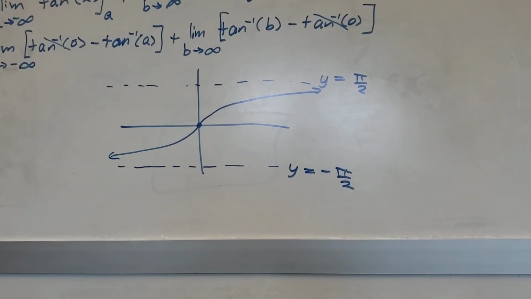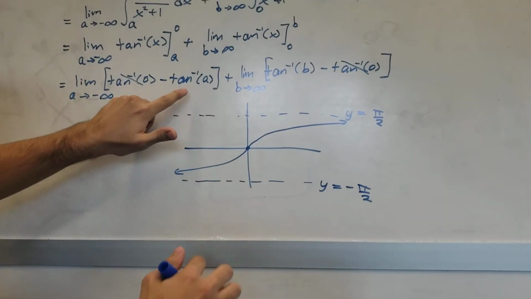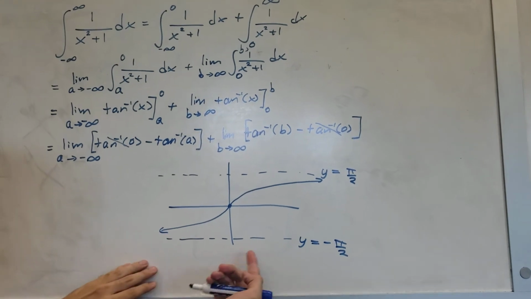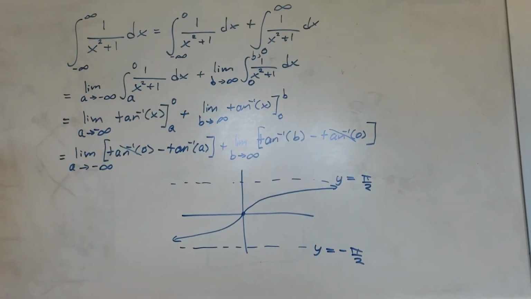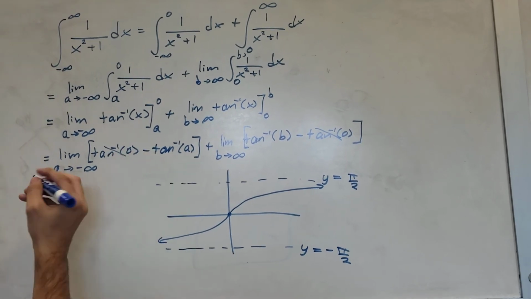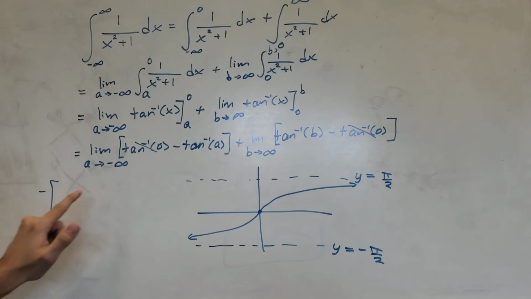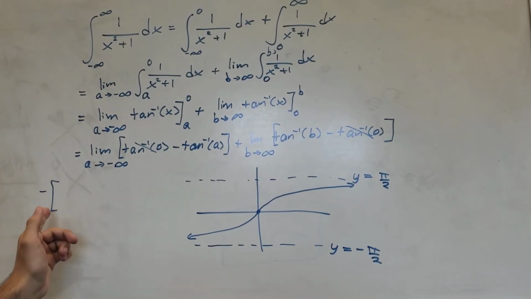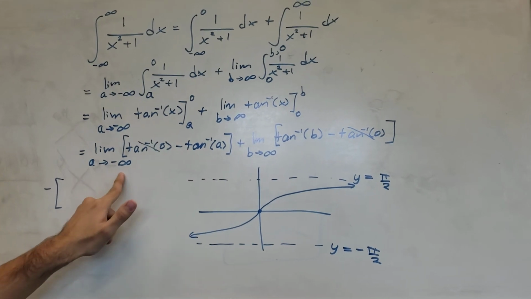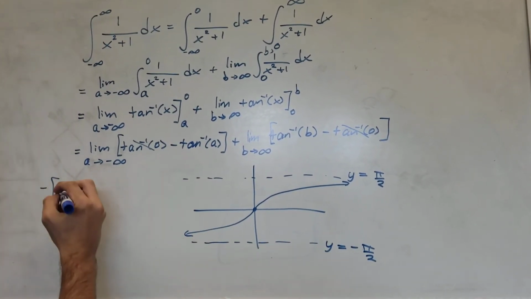So with that being said, we can figure out what this limit is when a goes to negative infinity. If you just look at this graph, when x is really, really negative, it gets really close to negative pi over 2. So that's the answer for this limit. And of course, we already have a negative sign there, so be careful with that. So it's a negative, and there was already a negative sign there, so I'm just putting parentheses there, or brackets, whatever. So the limit as a goes to negative infinity of inverse tangent of a gets really close to negative pi over 2.